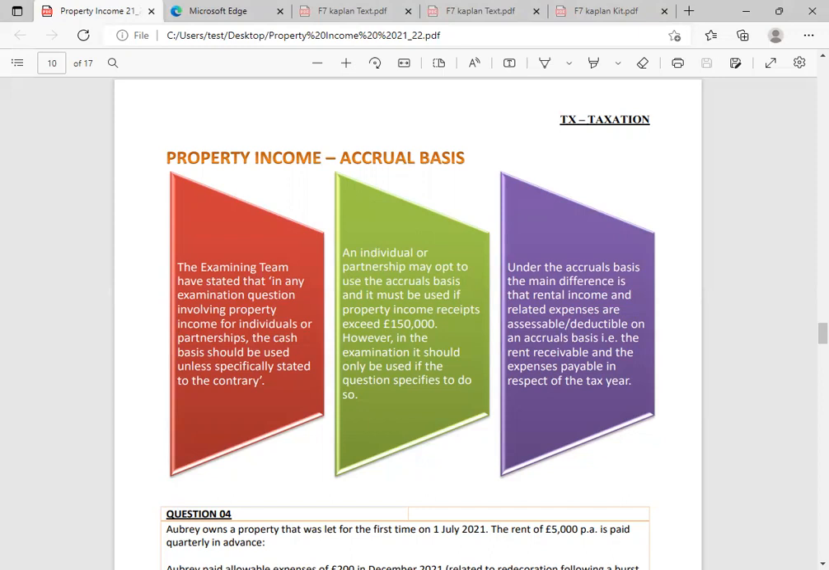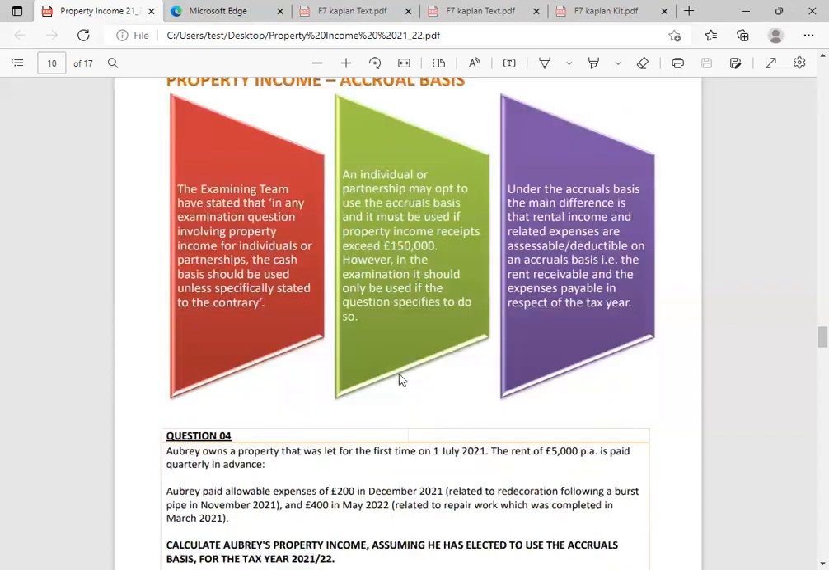In practice, if you are a UK resident and you are calculating tax, for the sake of theory, if your rental income is above 150,000, you can use accrual basis, otherwise you have to use cash basis. But for exam purposes, if the examiner wants to test accrual, he will specify, please calculate using accrual. Otherwise, you will follow the cash basis, which we learned in our last class.